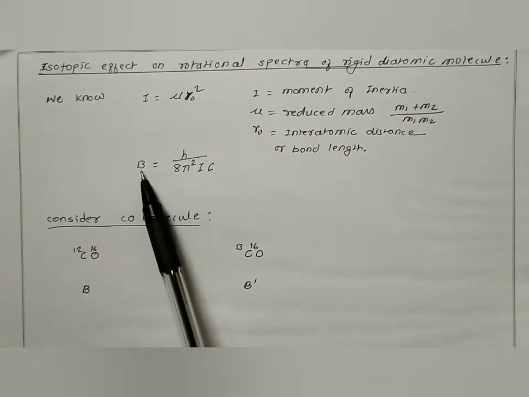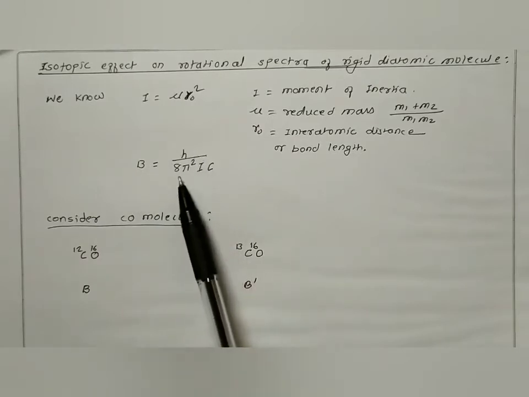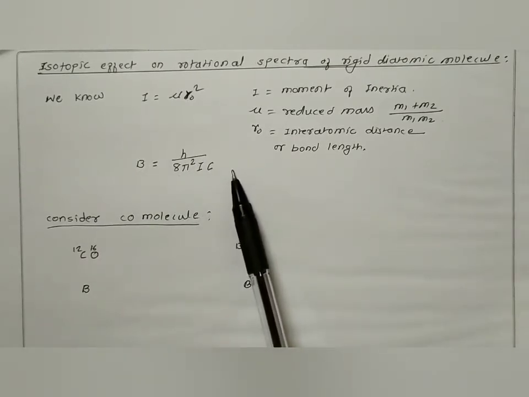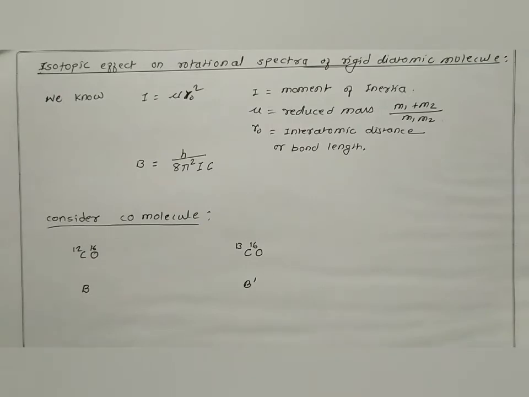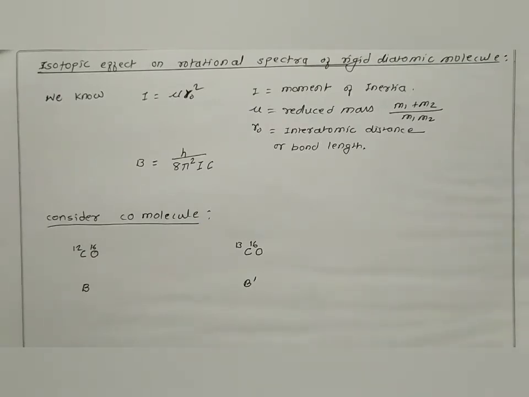Also we know that B is equal to h upon 8 pi square I c. This is the rotational constant, where h is Planck's constant, pi is a constant term, I is the moment of inertia, and c is the velocity of light. B is called the rotational constant. Now this equation gives a relation between B and the moment of inertia I.